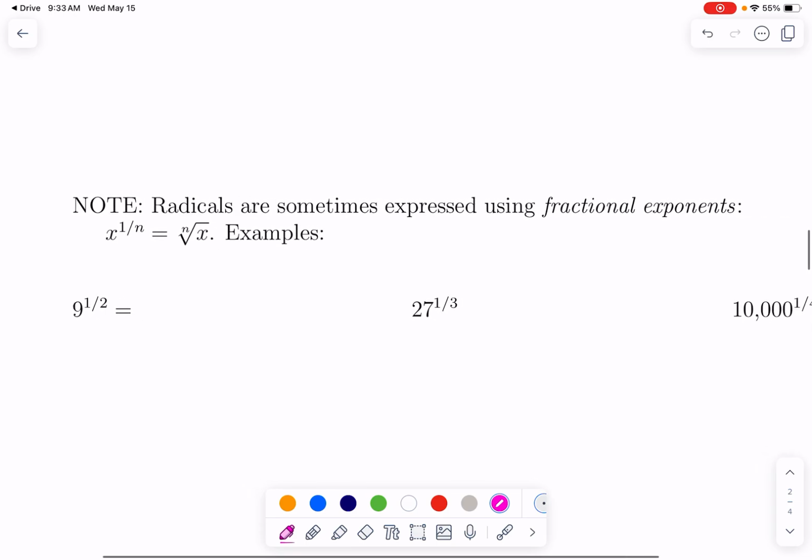Now, sometimes radicals are expressed using fractional exponents. The reason for that, I'm not quite going to get into. When you get to calculus, you will appreciate that there are certain formulas that you can apply anytime you're dealing with a power. And your ability to notice something like a radical as actually being a kind of power will make problems easier. So if we just have a fractional power that's 1 over something, that's a root.